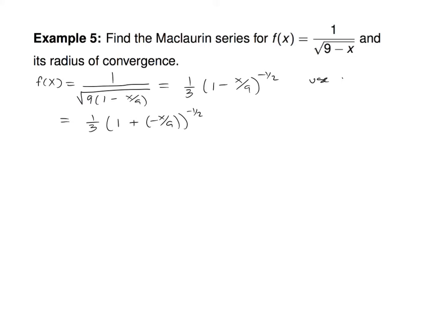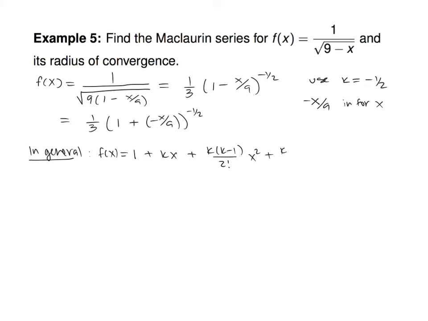So what we're going to use here is that k, our power, is negative 1/2. And instead of x, we're going to use negative x over 9. Goes in for the x. Okay, so in general, here's our formula for these. We have that f of x is equal to 1 plus kx plus k times k minus 1 over 2 factorial x squared, plus k times k minus 1 times k minus 2 over 3 factorial x cubed, etc. That's the best way to work with this definition.